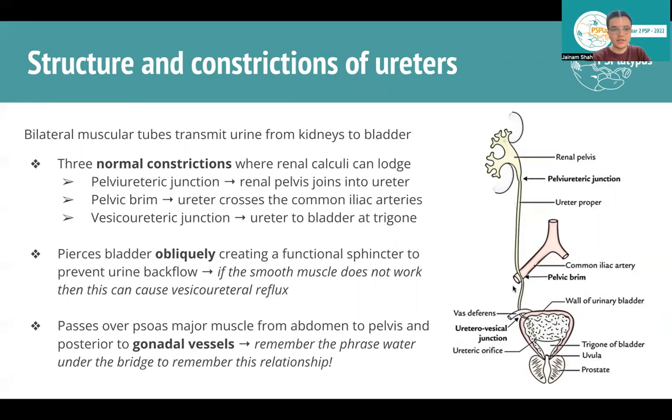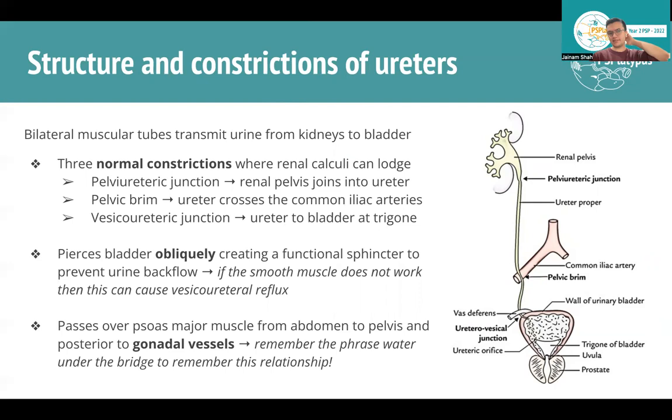And then finally, you get the vesico-ureteric junction. Whenever you hear vesico, you're thinking bladder. So this is where the ureter kind of pierces into the bladder. And the cool thing is that because the ureter pierces in obliquely, rather than just going straight in, it kind of goes at an angle. That means that when the muscles within the bladder constrict, which we will go over in the next slide, it actually allows for a very easy way for that ureter to close effectively.